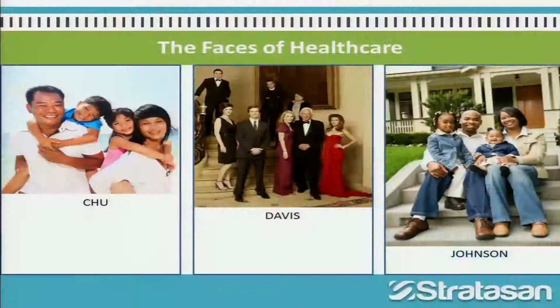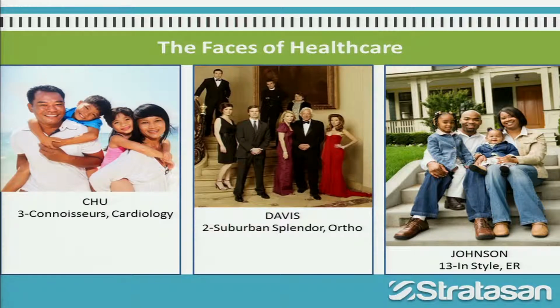So in conclusion, we started off with our 3 families to help us understand out of billions and billions of records, what do these families need? So now we're able to have a much clearer picture of what the Chews look like from a cardiology perspective. We also know that they're in a neighborhood with connoisseurs from the Esri Tapestry system, Suburban Splendor and orthopedics, and ER and N-Style for the Johnsons. So that's Stratasan. Thank you very much.